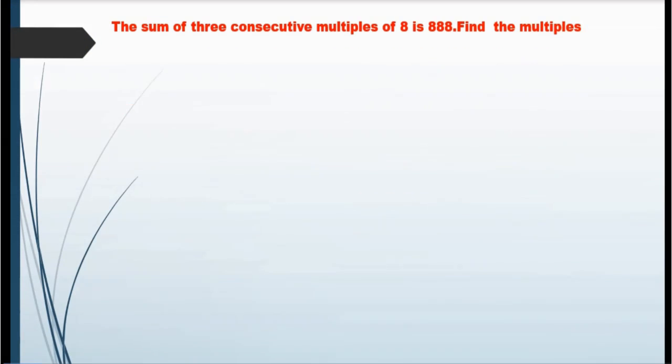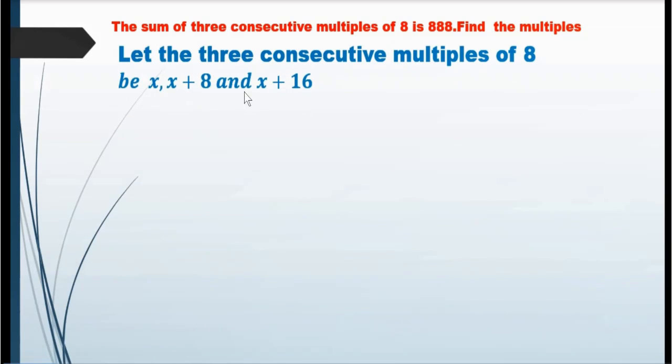The sum of three consecutive multiples of 8 is 888. Find the multiples. Here the interesting thing is that they are going to be multiples of 8. So we are going to add 8 to the previous number. Usually we add 1 to the previous number, but since here it is a multiple of 8, we will add 8 to the previous number.